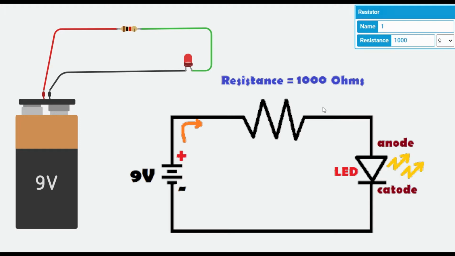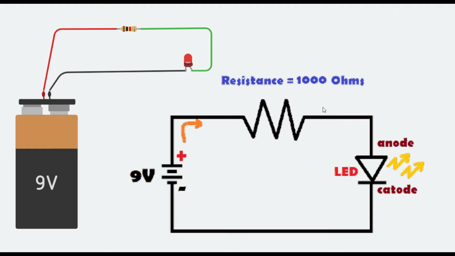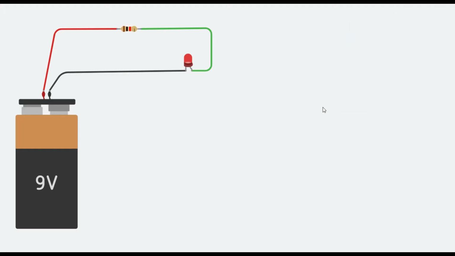So if you want to change the brightness of the LED again and again, you need to replace the resistance with different values. But this is not the right way to control the brightness. What is the next option? The next option is the potentiometer.